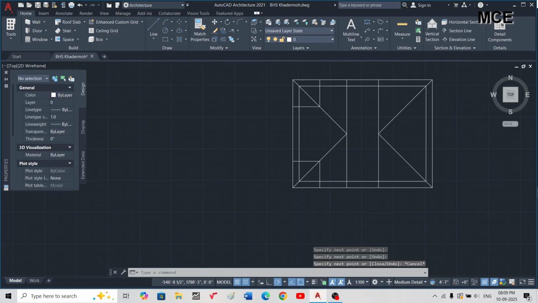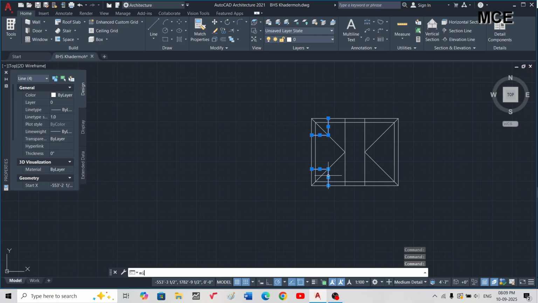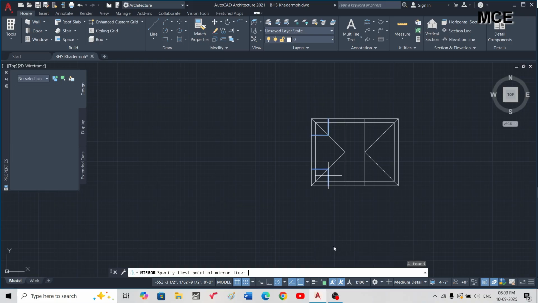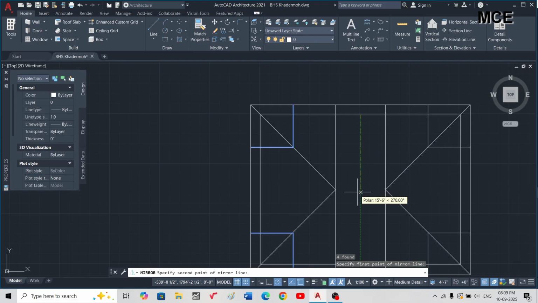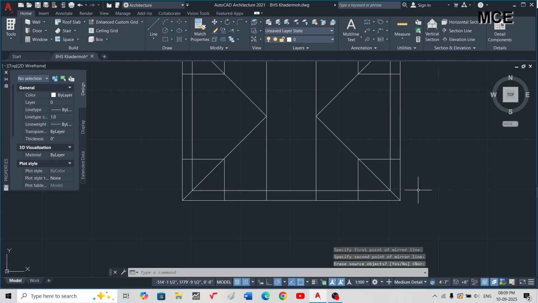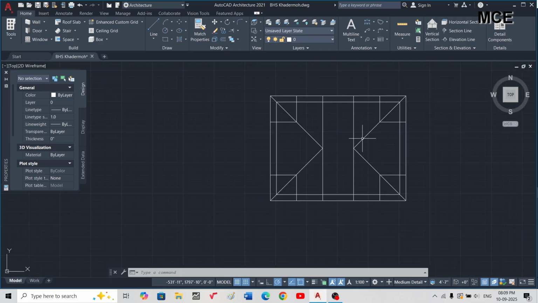So these are my two. Now you will use the mirror command on this. So these will be my trusses for this building. Currently I have two main trusses, four corner trusses and four smaller corner trusses. So in total I will be using 10 trusses for this building.